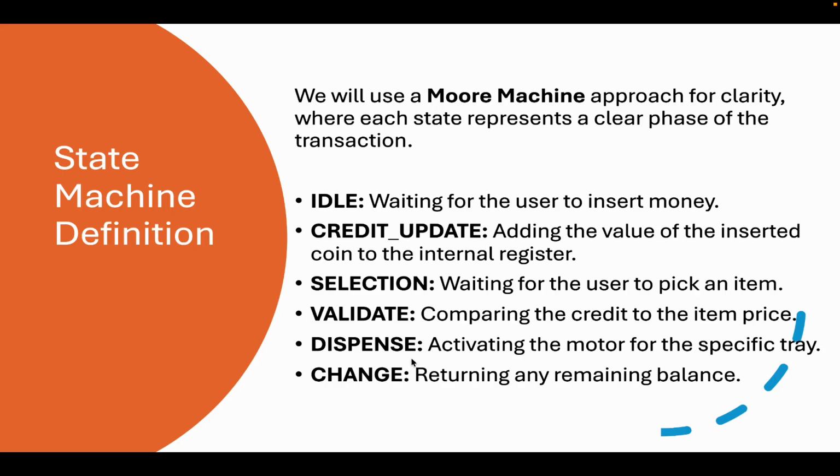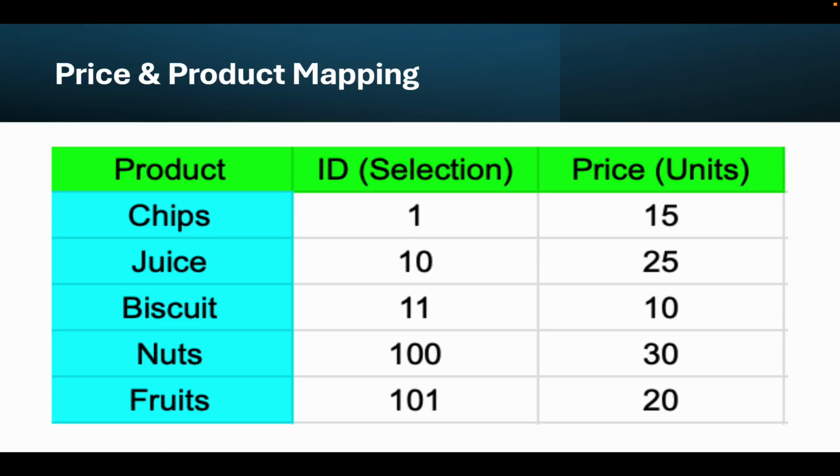The next step is dispense, activating the motor for the specific tray. Whatever product you have chosen, for that specific tray the item will be given out. That means it will fall down. Change is returning any remaining balance. If you have put a lot more money than the actual product price, you will be returned the change.